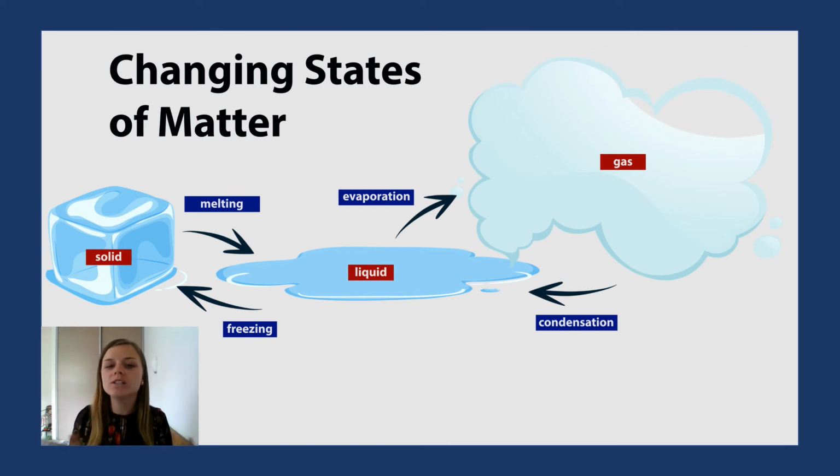Now everyone, here we just have an overview. We can see all the different changing states of matter. We have solid, liquid, and gas. If you go from a solid to a liquid, it's melting. If we're going from a liquid to a gas, we have evaporation. If we're going from a gas to a liquid, we have condensation. And last but not least, if we go from a liquid to a solid, we are freezing. So very simple. This is just an overview so you can understand how different states of matter change and what the different names are for all of the different parts of this.